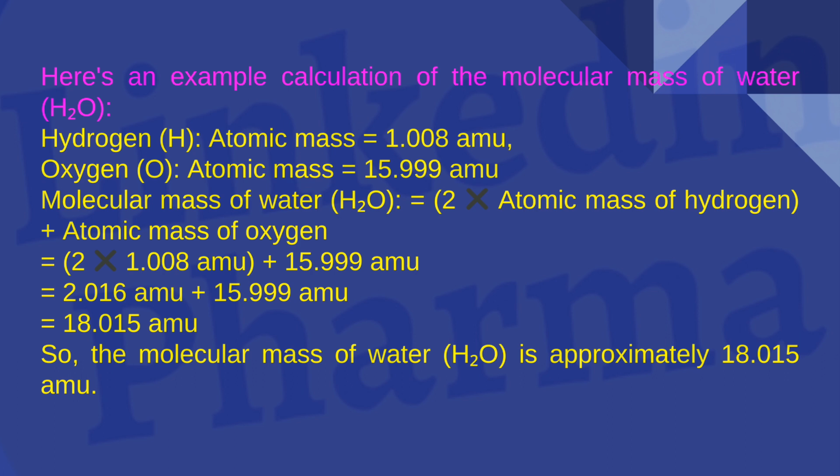Molecular mass of water equals 2 multiplied by atomic mass of hydrogen plus atomic mass of oxygen equals 2 multiplied by 1.008 atomic mass units plus 15.999 atomic mass units equals 2.016 atomic mass units plus 15.999 atomic mass units equals 18.015 atomic mass units. So, the molecular mass of water is approximately 18.015 atomic mass units.